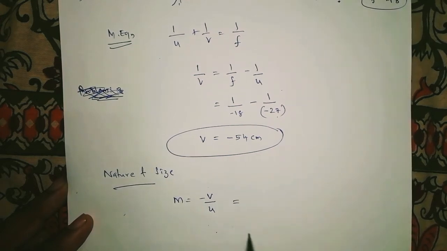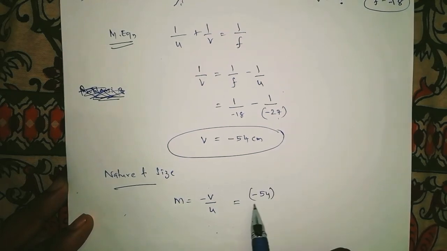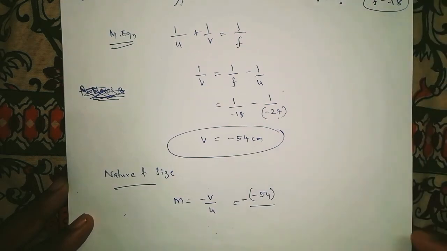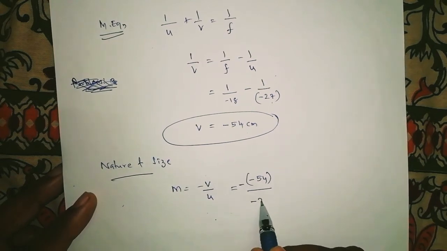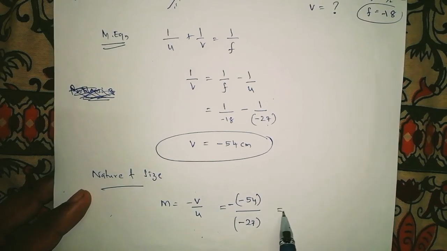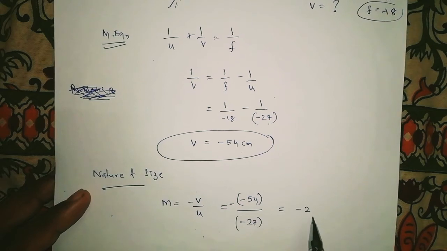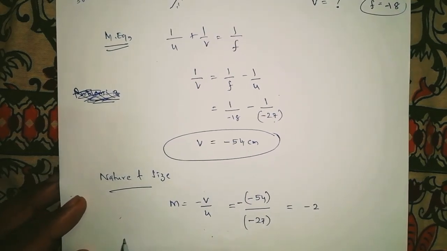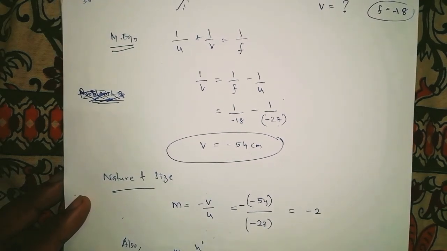As we know, what is v? V is here, it's minus 54. Already one minus is there on the outside. And u, what is it? U we already know here, it is minus 27. Clear? So it becomes minus 2, because minus is already there. So m is minus 2. And we also have another formula: m is equal to h dash by h.